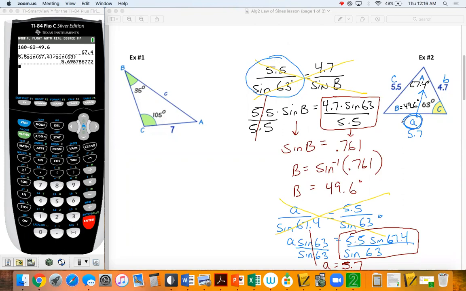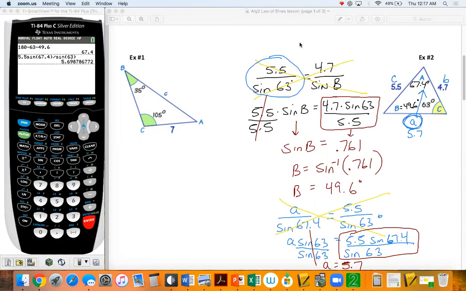So that is your introduction to the law of sines. Problem example 1 was 2 known angles and only one side, and problem number 2 was only 1 known angle and 2 known sides. So there's your 2 examples you can reference back to, and that'll do it.